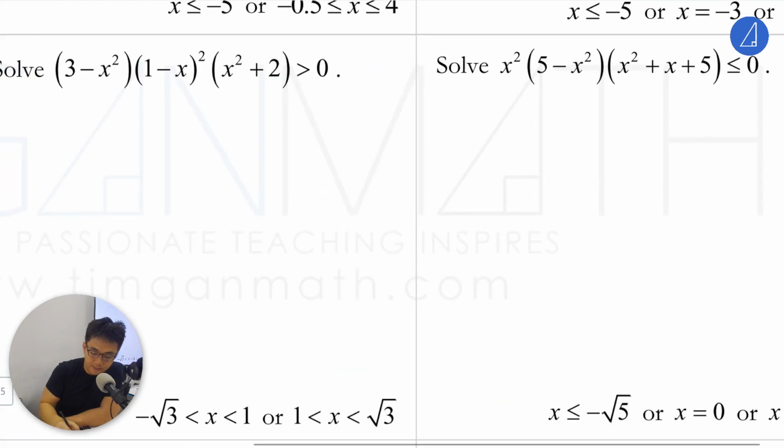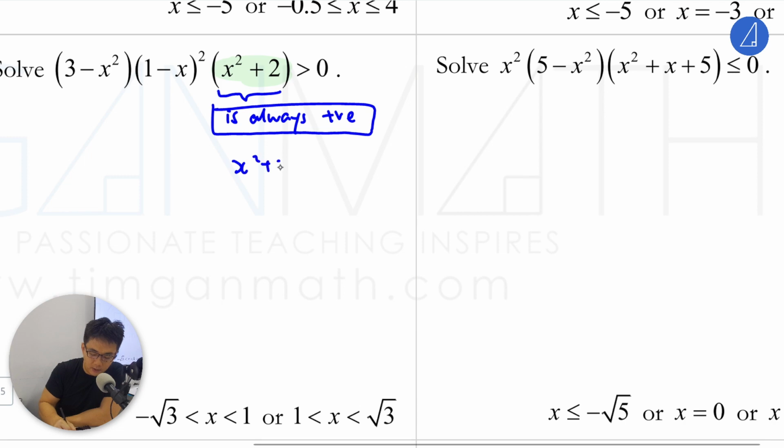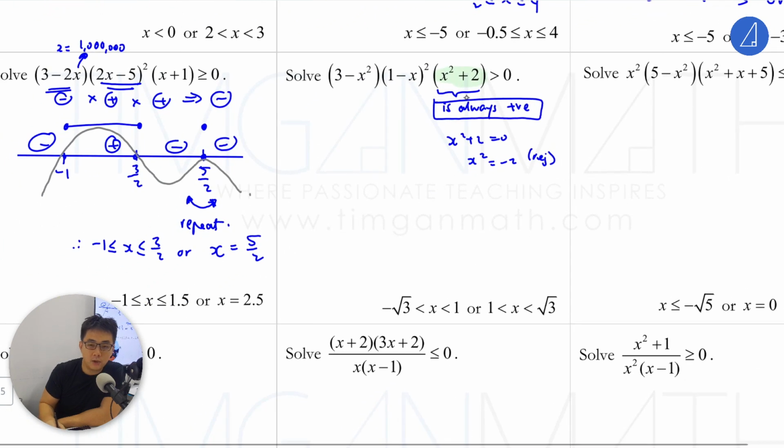This guy is what? This is always positive. Meaning to say the root, x squared plus 2 equals to 0, you can reject the root, right? There's no real roots, right? Because it is always positive. If this is always positive, it will not affect the graph. You won't have a root there.